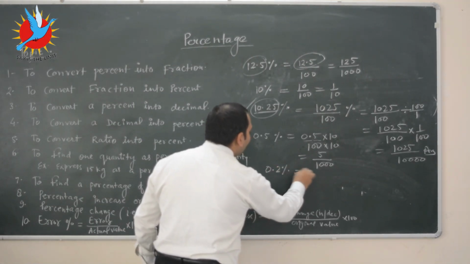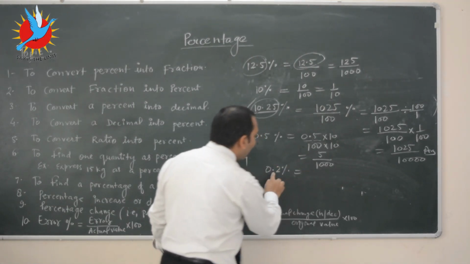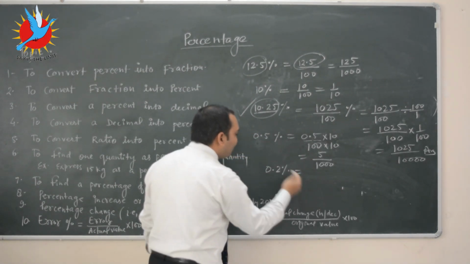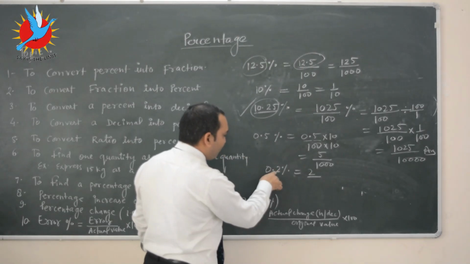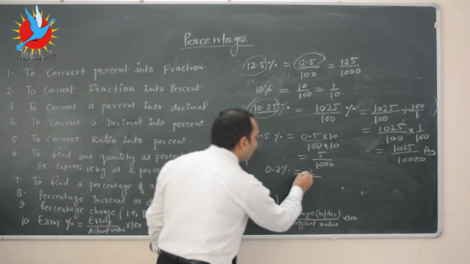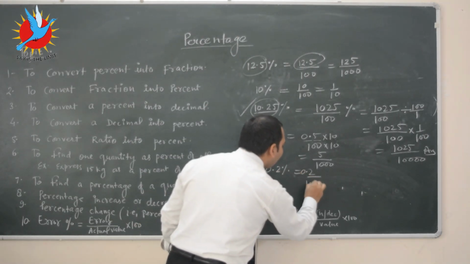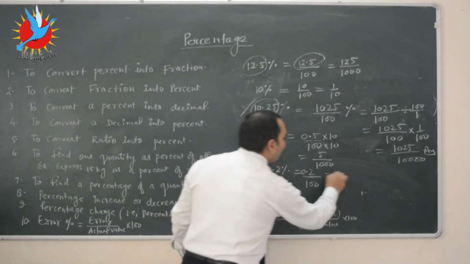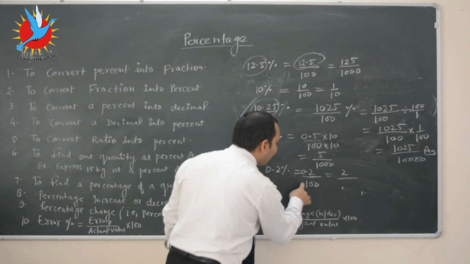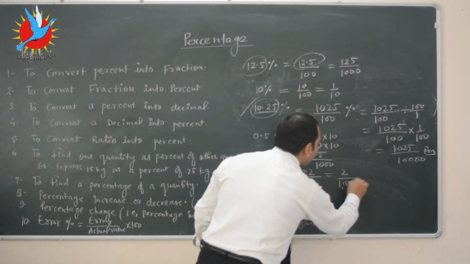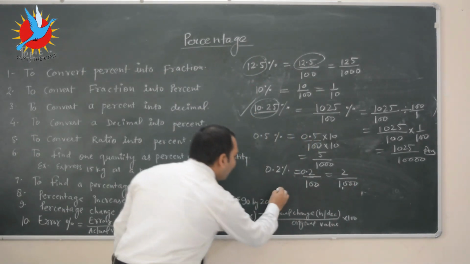What is the value of 0.2%? So 0.2 upon 100, or you write 2 upon 10. 0.2% means either you write 0.2 upon 100 or 2 upon, how many decimal places, 1, so 10 multiplied here, so 1000.